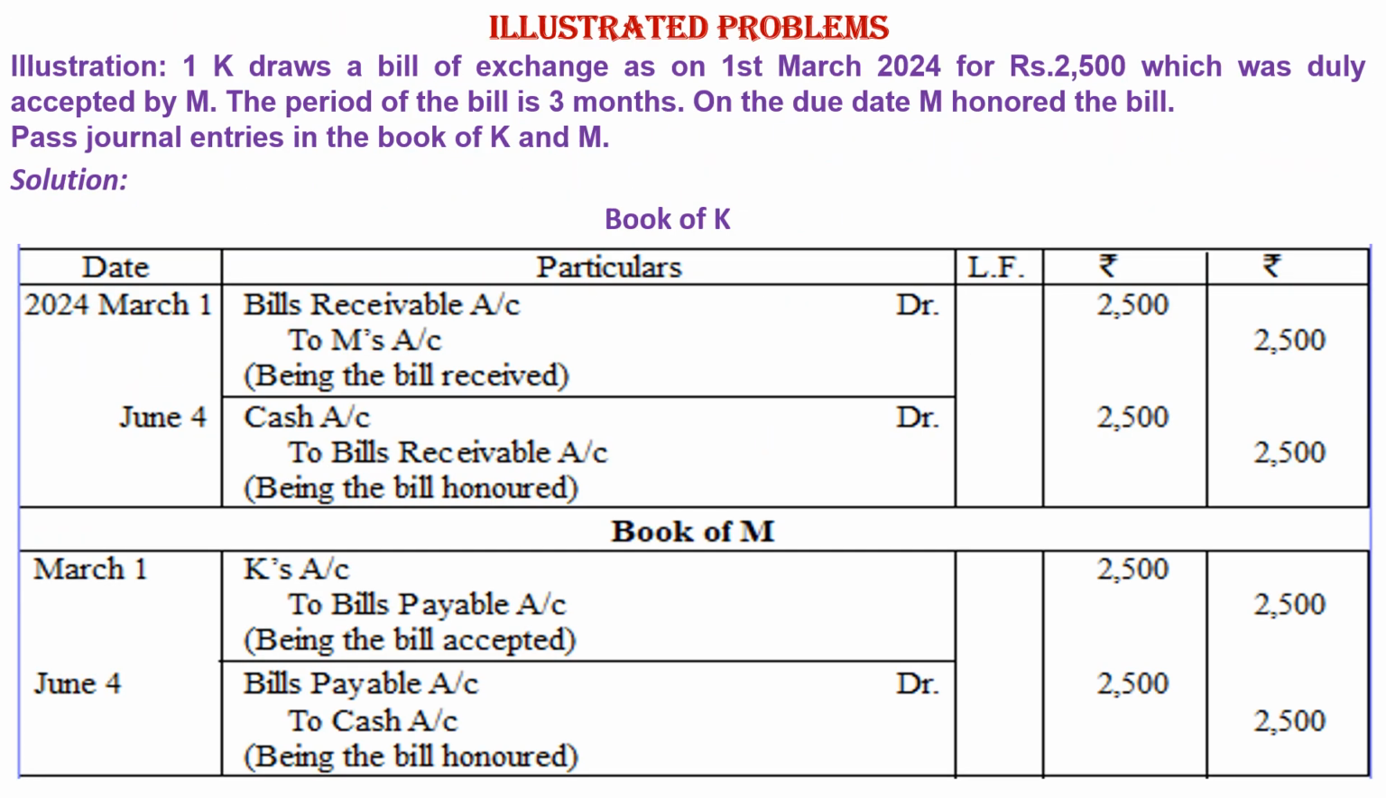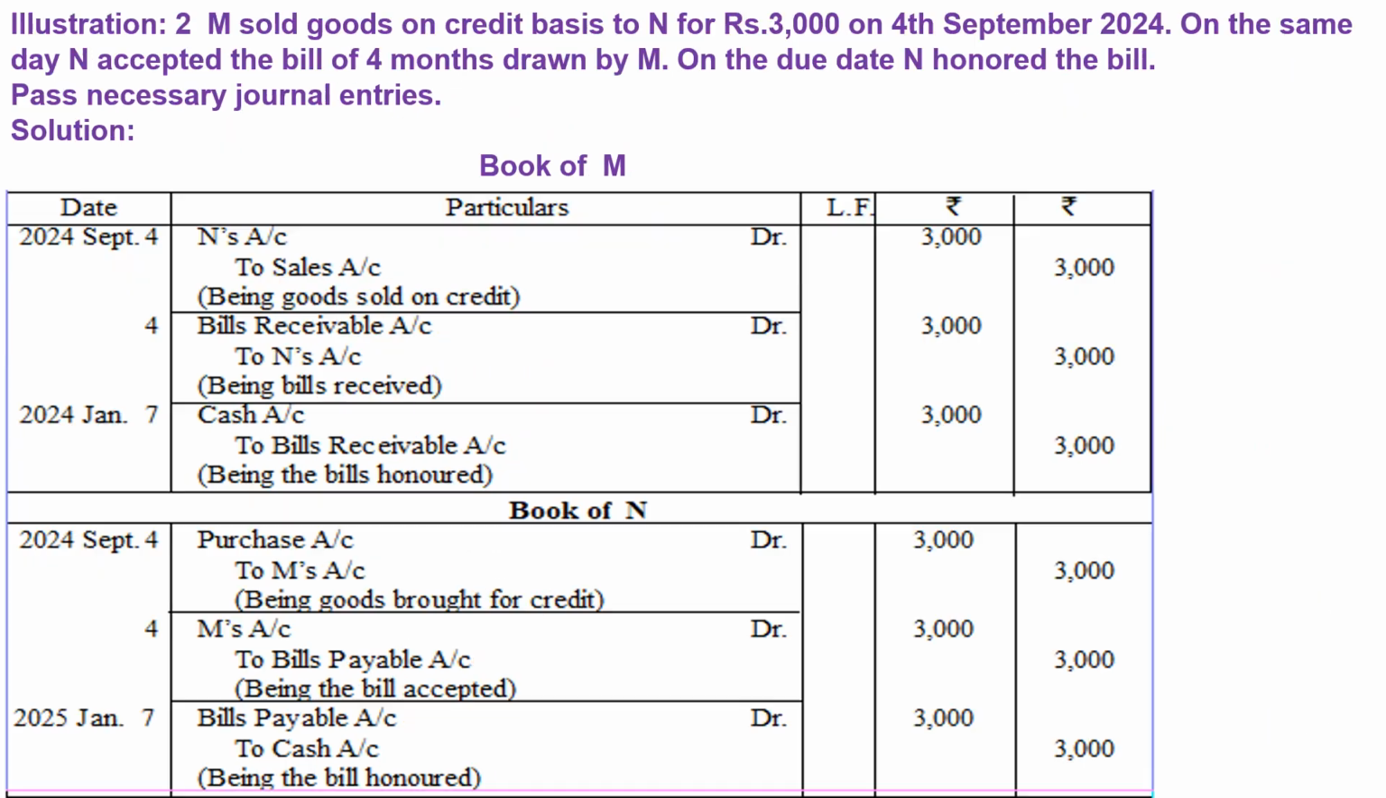Illustrated problems. Illustration 1. K draws a bill of exchange on the 1st of March 2024 for 2,500 rupees, which was duly accepted by M. The period of the bill is 3 months. On the due date, M honored the bill. Pass journal entries in the books of K and M. Solution is presented here.